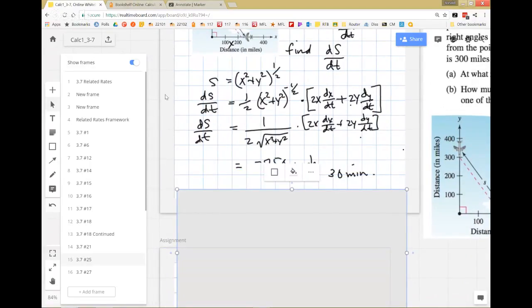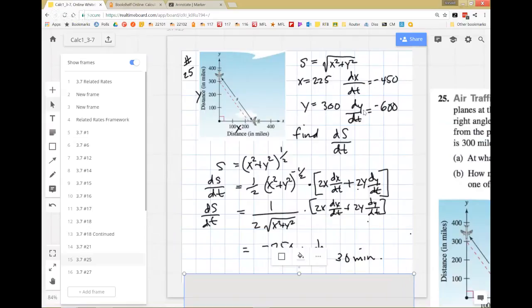So I plugged in all the givens. X, Y, dx dt, and dy dt are all up here at the top. You plug them in the appropriate spot, and you wind up with a negative 750 miles per hour. Okay, so that's pretty quick. These planes are approaching each other at 750 miles per hour, and it's decreasing. That's why it's negative. And if you figure out the part B, he's got a half hour.